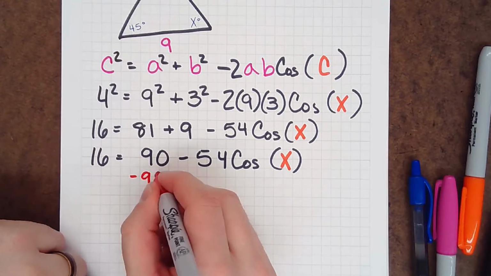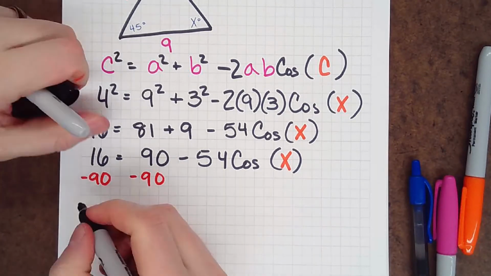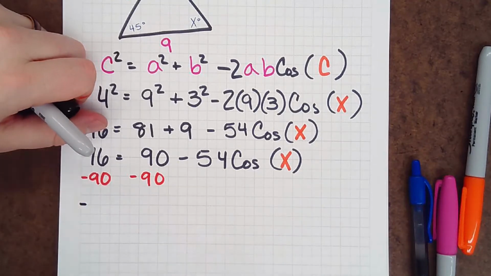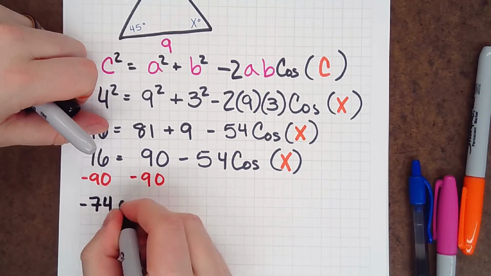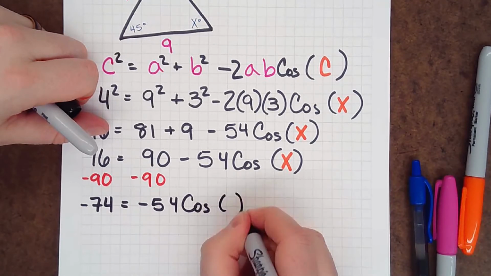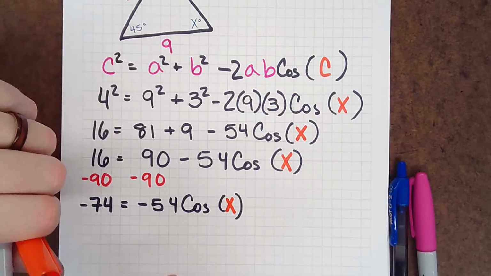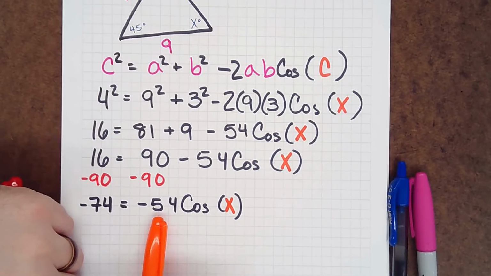That's just by subtraction. So we subtract 90 from both sides. Over here, we're going to get negative 74. And that's going to equal negative 54 times the cosine of x. All right, so now we've got to remove that negative 54. We're not going to add it over because what's happening between the negative 54 and the cosine is multiplication.